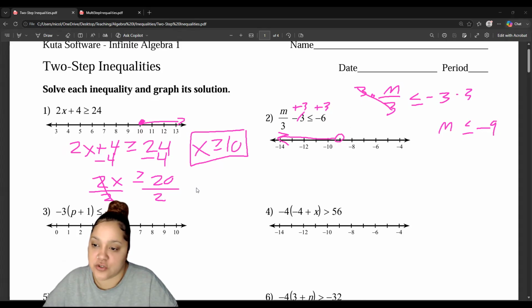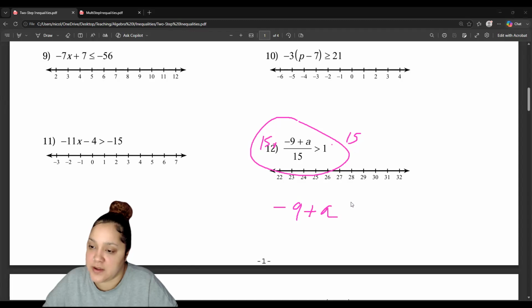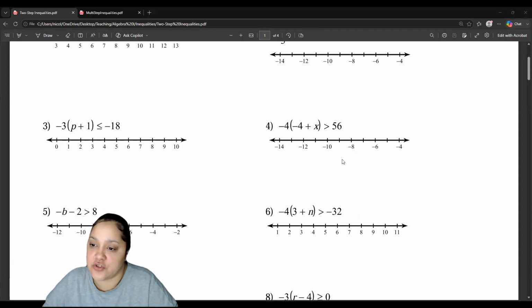We have some that have distributive property. Remember, when anything's a fraction, you want to first multiply it to the other side to get it out of fraction form. So when you see stuff like this, we want to multiply 15 to the other side. That way we now just have -9 plus a is greater than 15. And then you can add the 9 to the other side and get a is greater than 24, and graph it. And then these are just distributive first.